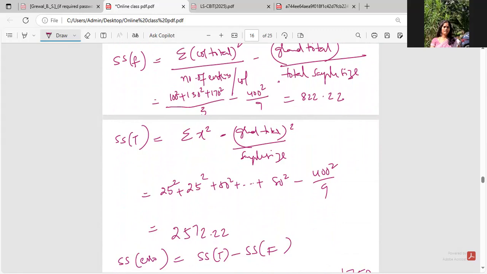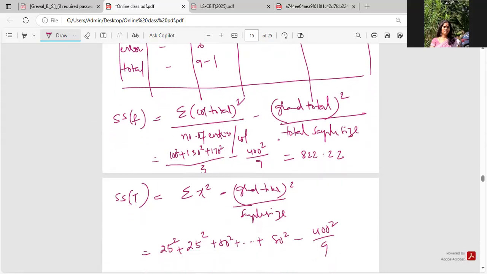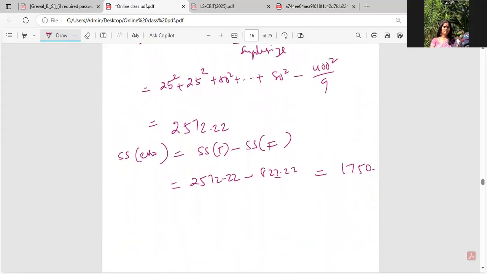For SS factor, the degrees of freedom is 3 minus 1. For error it is... For total it is 3 into 3, 9 minus 1. For error it would be 6. 7 minus 1, it is 6. Let's see how.